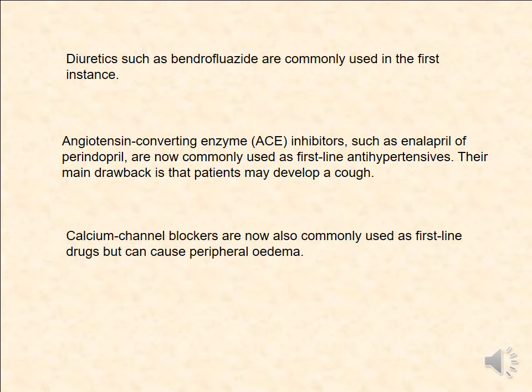Angiotensin converting enzyme inhibitors such as enalapril or perindopril are now commonly used as first-line antihypertensive therapy. Their main drawback is that the patient may develop a cough. Calcium channel blockers are now also commonly used as first-line drugs but can cause peripheral edema.